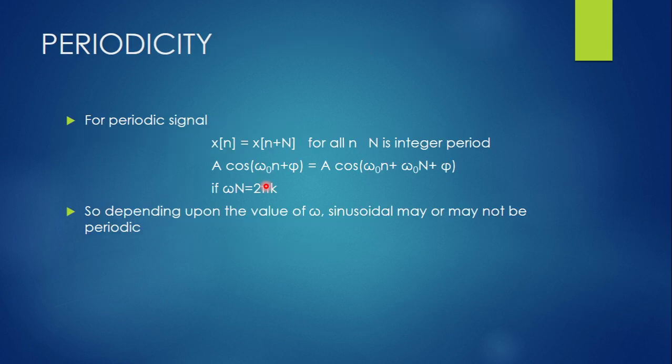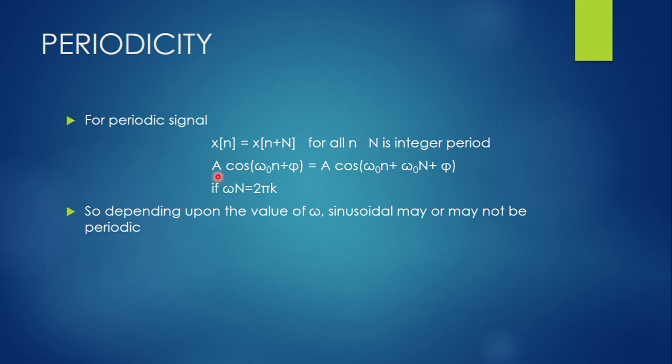Now, another major difference between the continuous signal and the discrete signal is their periodicity. How is a discrete signal periodic? If it repeats itself after some certain number of samples. x[n] is the same as x[n plus N]. Suppose N is equal to 5. It will repeat itself after every 5th sample. That is the periodic signal, where N is an integer.